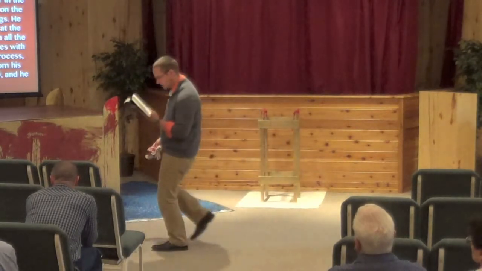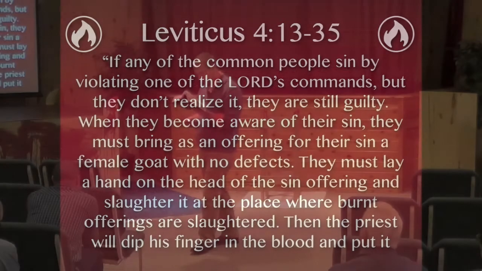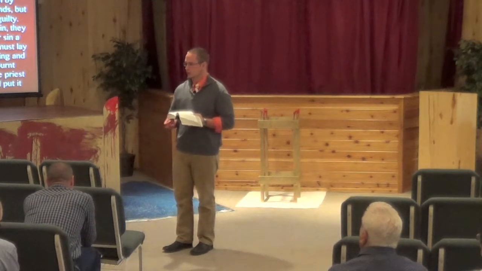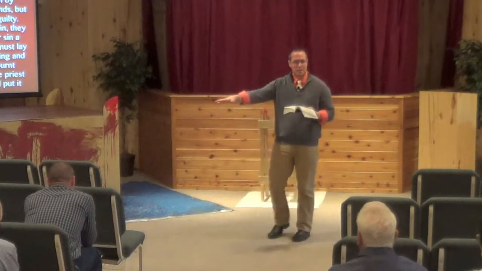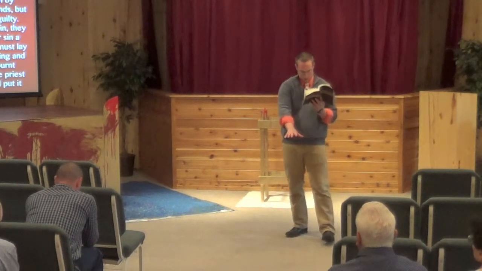Verse 27, if any of the common people sin by violating one of the Lord's commands, but they don't realize it, they're still guilty. So if someone like one of us sins and we don't realize it, guess what? We're still guilty. When they become aware of their sin, they must bring as an offering for their sin a female goat with no defects. A female goat, which would have been less valuable than a male goat. So now we've stepped down again in value.